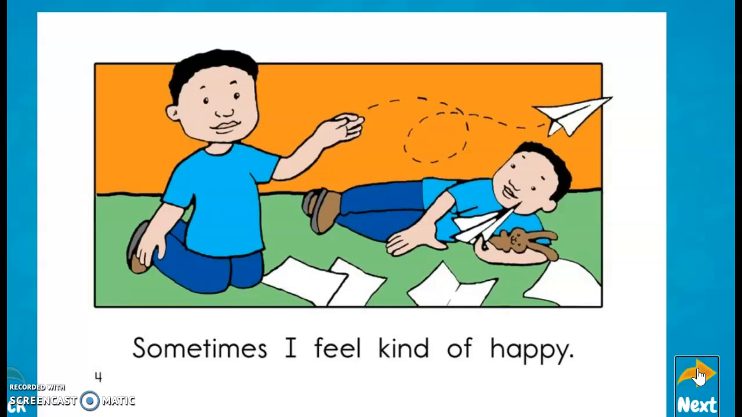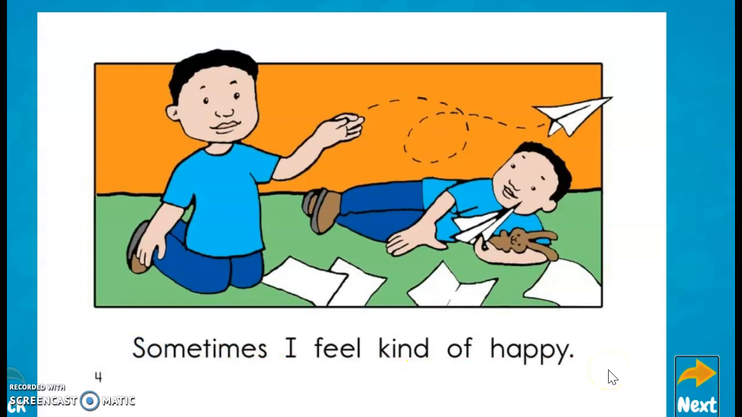As I flip the page, I would like for everyone to point to the sentence. Where is the sentence? If you pointed to all the words right here, you are correct. That is one big sentence. How many words are in this sentence? Take a minute and count. If you counted 1, 2, 3, 4, 5, 6, if you counted 6 words, you are correct. This sentence is made up of 6 words.